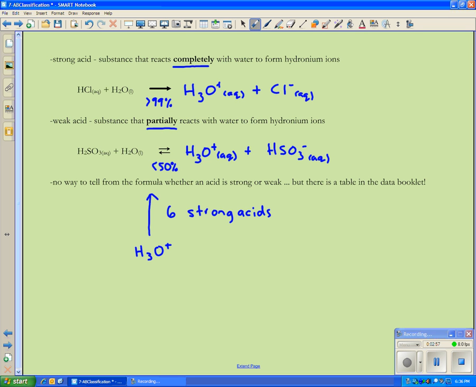All of the other acids in that table that are below it are weak acids. So you can always look on your table to decide if something is a strong or a weak acid. There are only 6 strong acids. Everything else, even if it's not included on your table, would be classified as a weak acid.